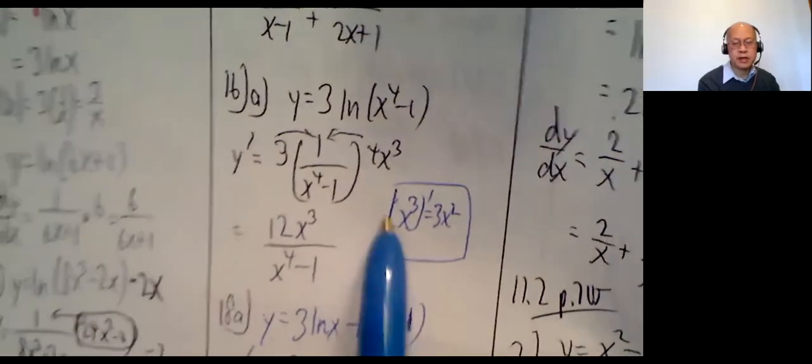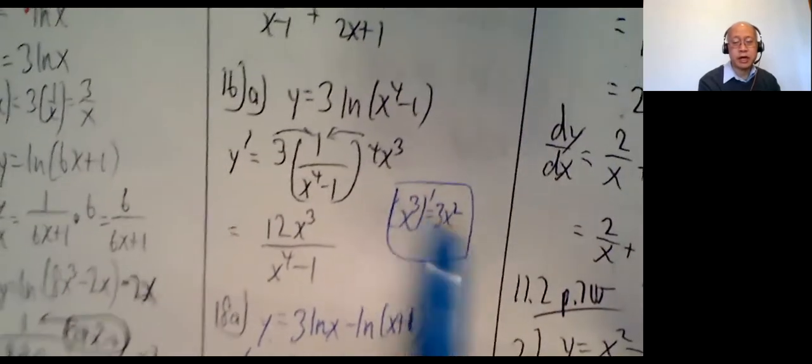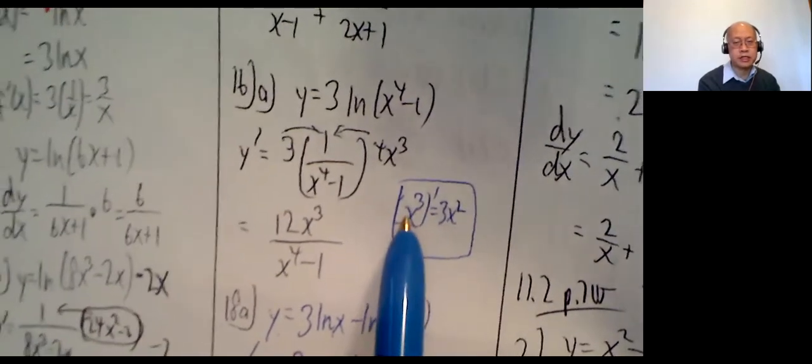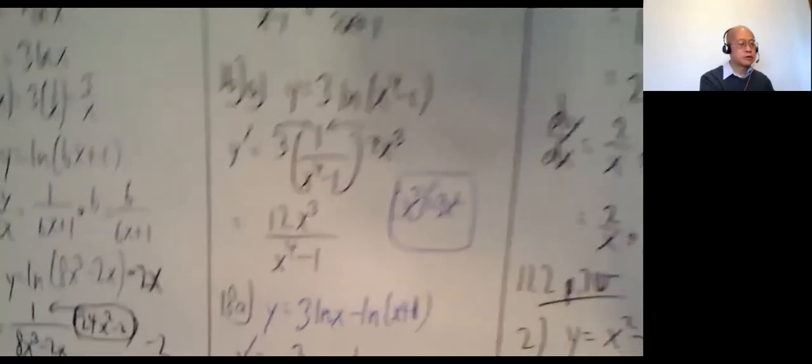Okay, you don't really have to look at this. I think the last time I taught this, somebody had a question about the derivative of x cubed, and the derivative of x cubed, of course, we know is 3x squared. So leave that alone.